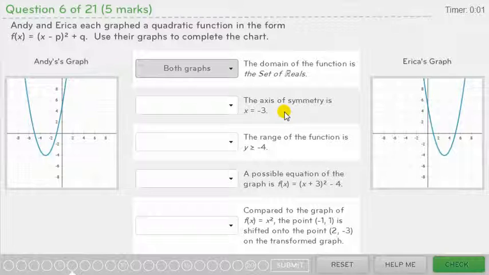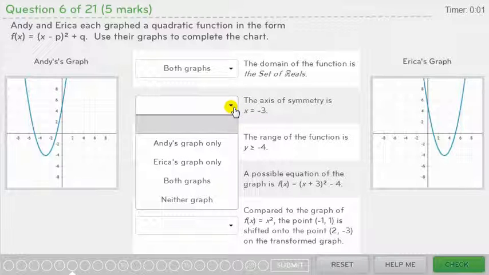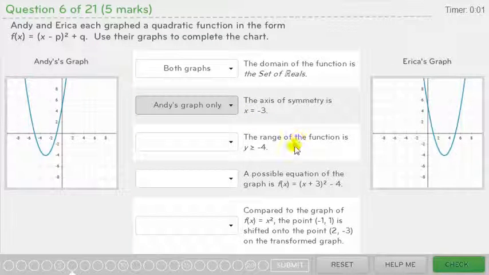The axis of symmetry is x equals -3. Now that's going to work for Andy's graph, because our vertex is at x equals -3. We know that the x value of the vertex is always our axis of symmetry. However, for Erica's graph, the x value of the vertex is at x equals +3. So that's not going to work. So just Andy's graph.